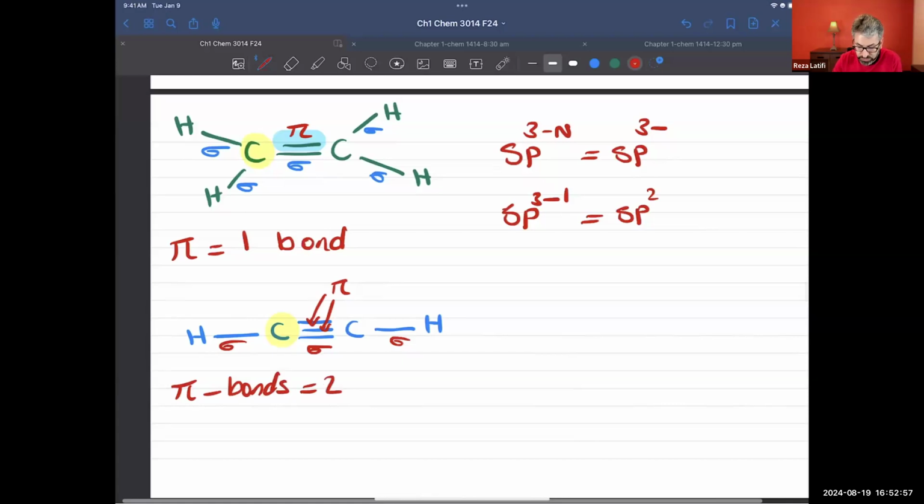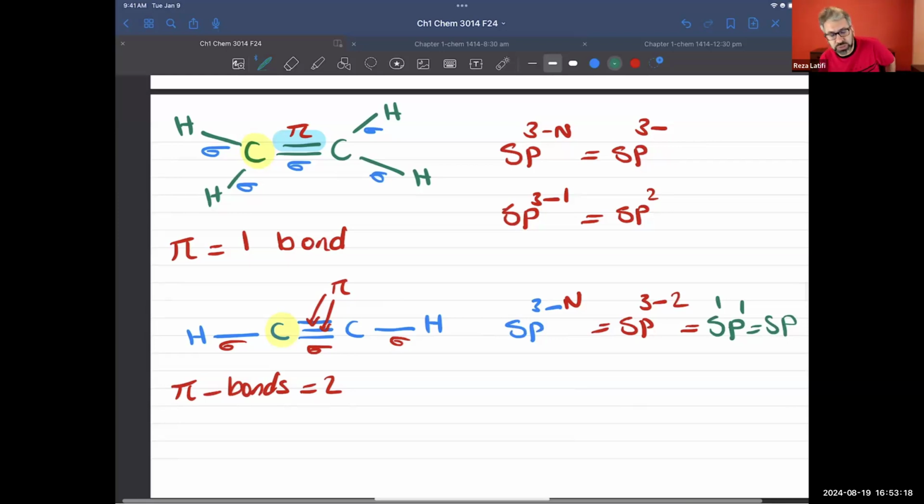So the hybridization for carbon will be sp3 minus n. That's going to be sp3 minus 2, which is equal to sp, or s1 p1, which is equal to sp. So that's one easy way to find the hybridization for carbon. Next, let's talk about the bond angle.